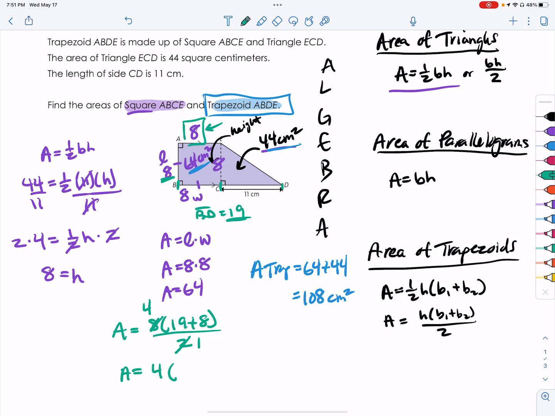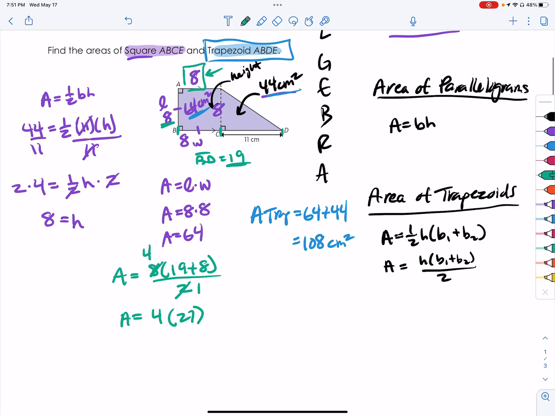4 times, what is 19 plus 8? 27. And 4 times 20 is 80. 4 times 7 is 28. So the area is equal to 108 square centimeters. Same deal that we did when we found the two parts.